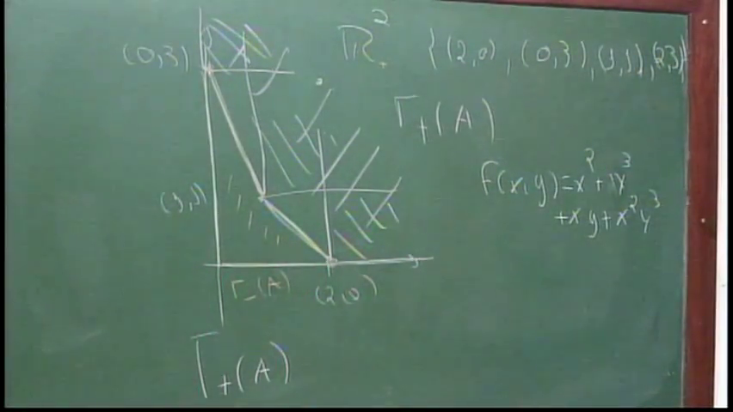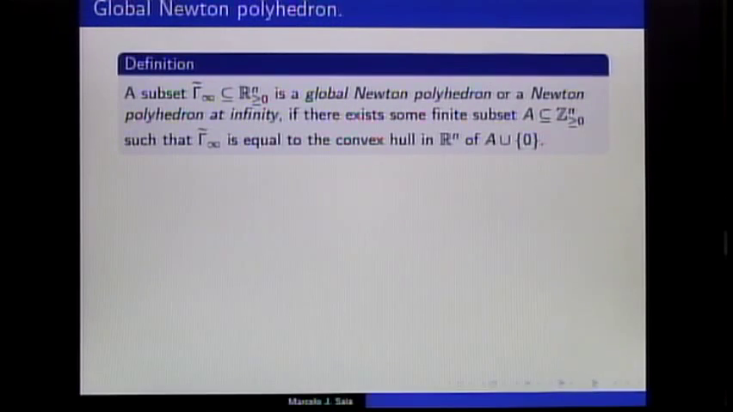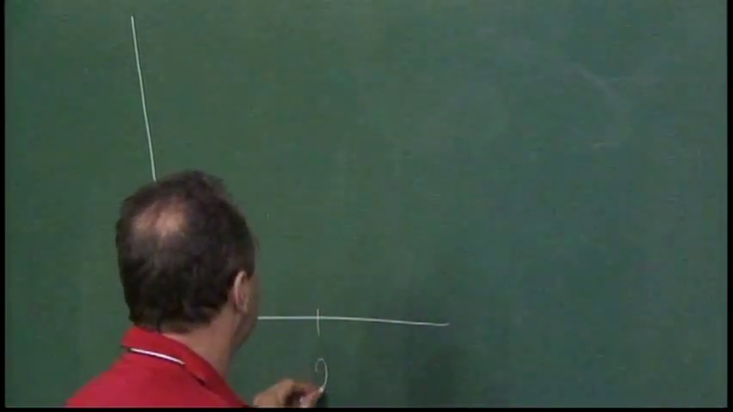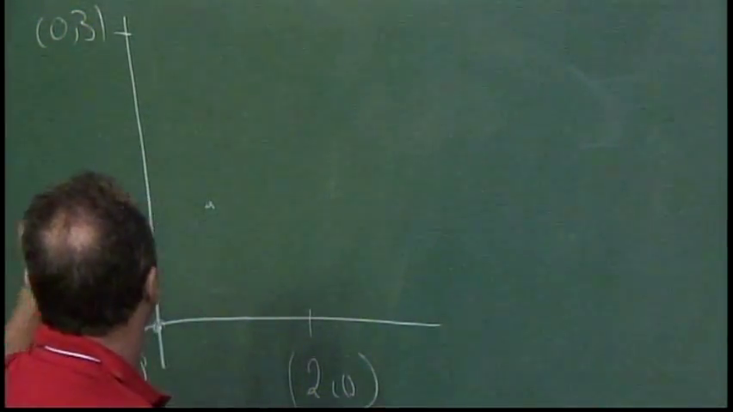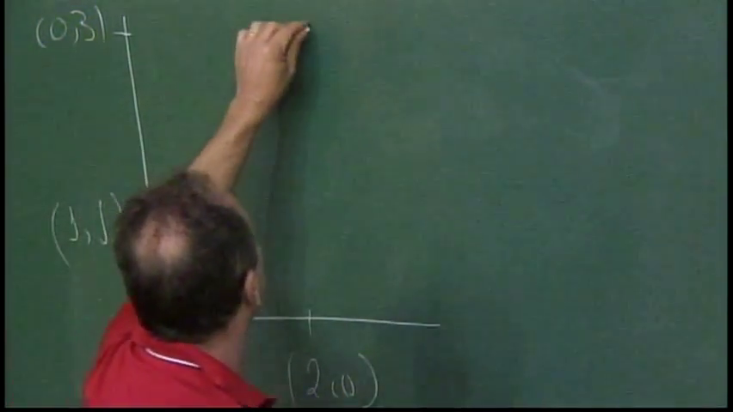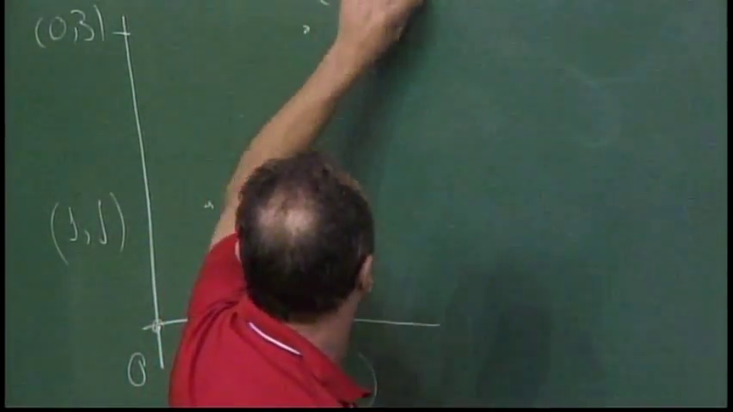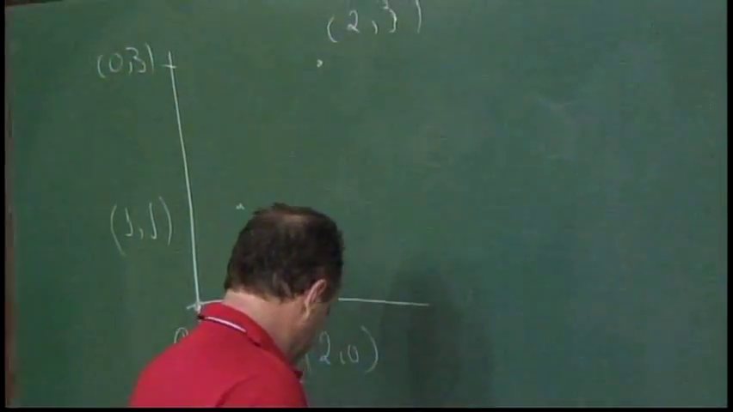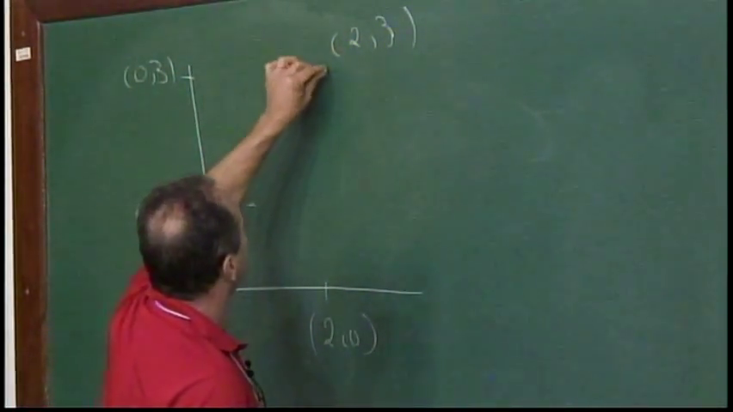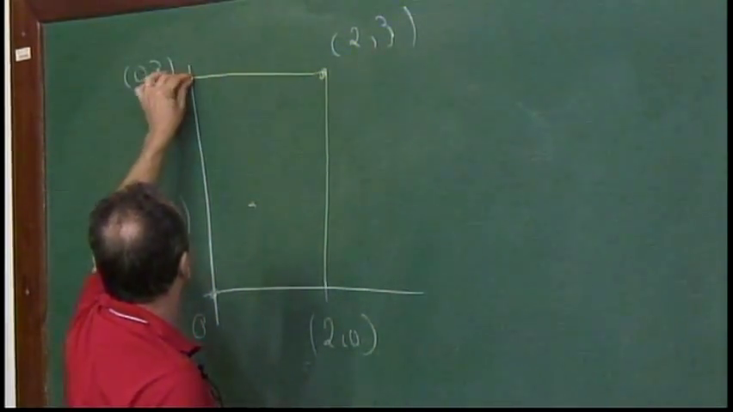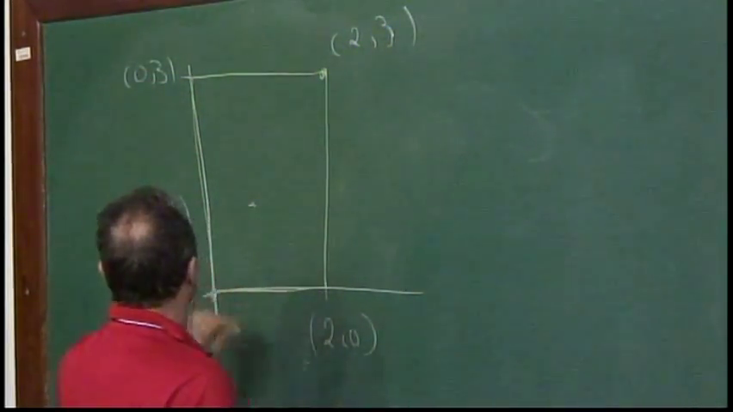But here we do it a different way. We just look at the set of points and add the point of the origin. The same set: I have the origin here, I have (2,0), I have (0,3), (1,1), and we have (2,3) here, okay? If I consider the convex hull of this set, I have this, and the union with the origin gives me this set.